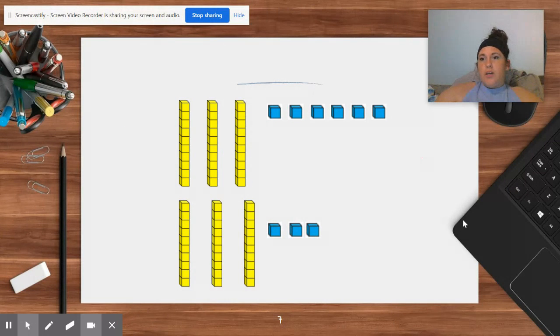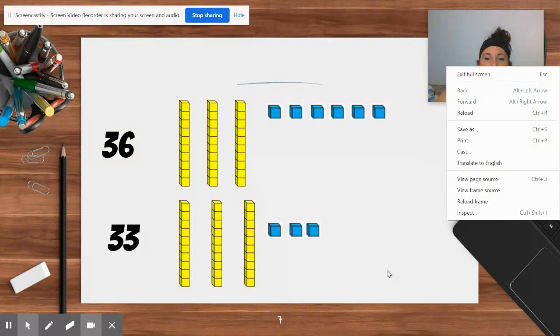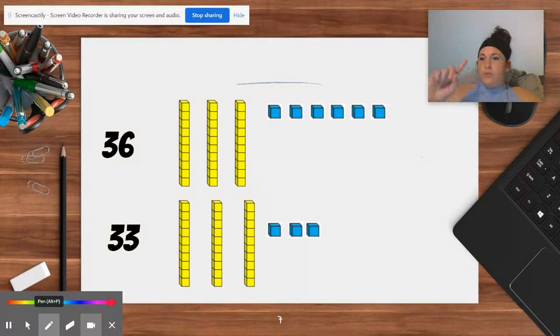All right, so first number, 36, 3 tens, 6 ones. Next number, 33, 3 tens, 3 ones. So let's do the first way. I think this is the easiest way.